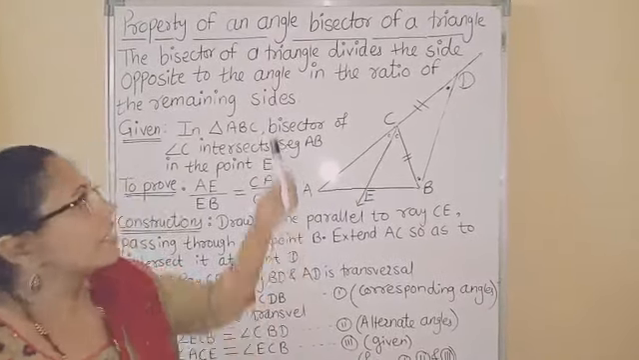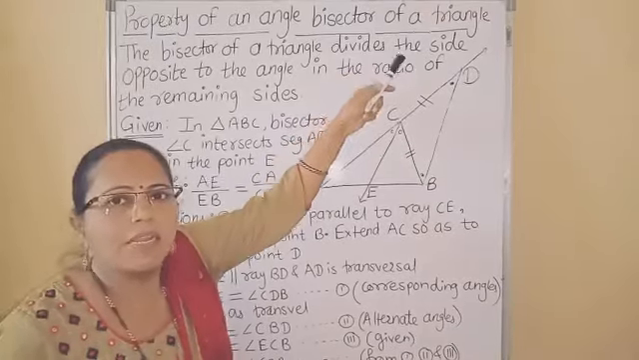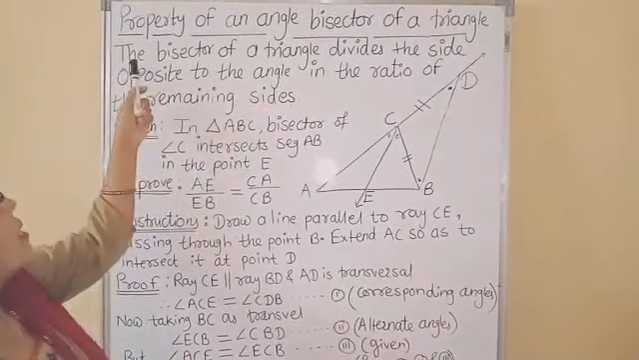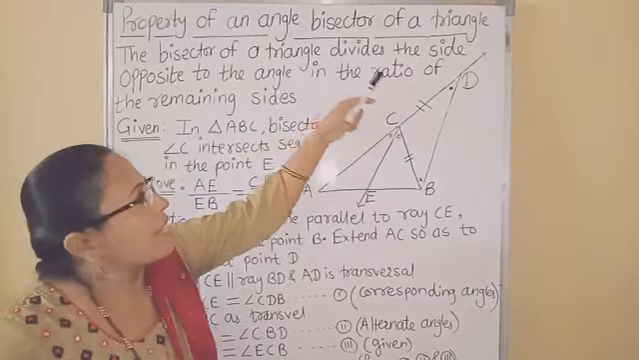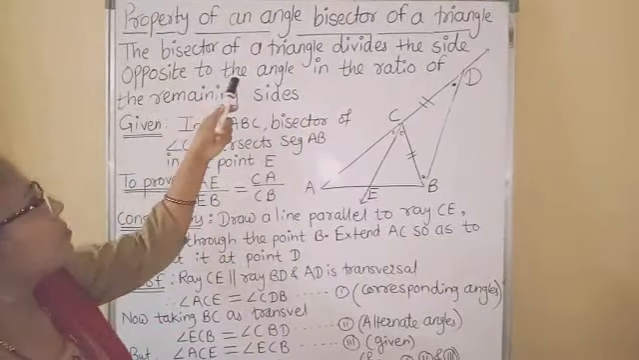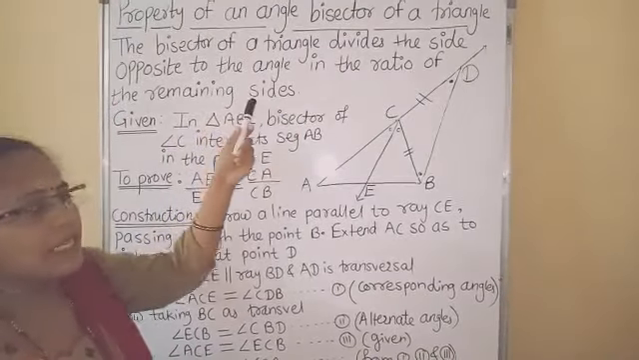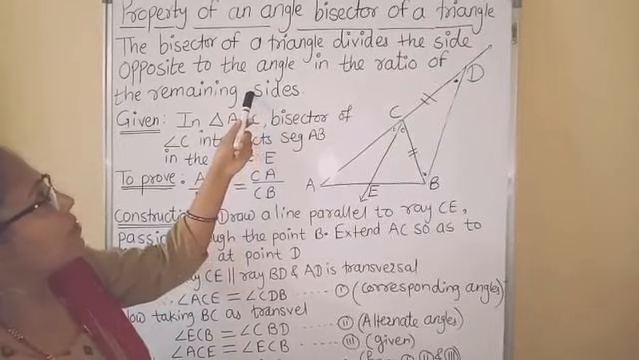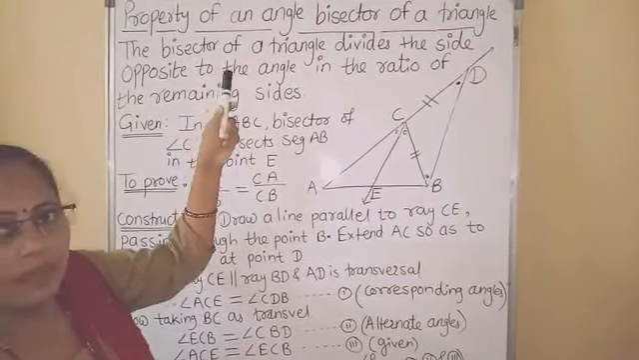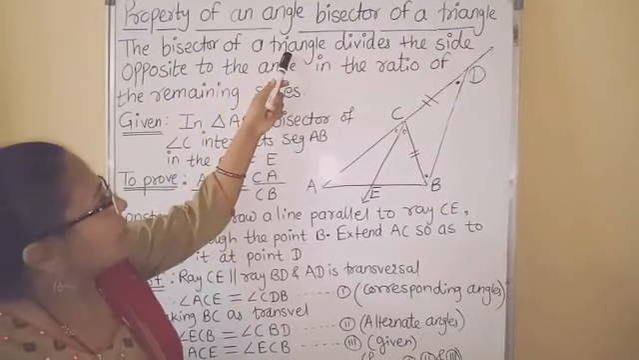Students, now we will see the property of an angle bisector of a triangle. The statement is: the bisector of an angle of a triangle divides the side opposite to the angle in the ratio of the remaining sides. Follow the statement. Now first we will find out what is given here. The given part is the bisector of an angle of a triangle.